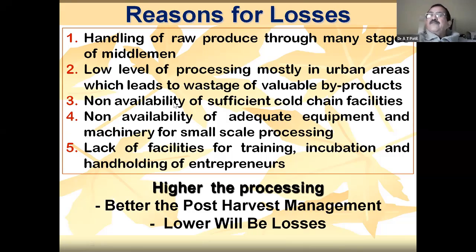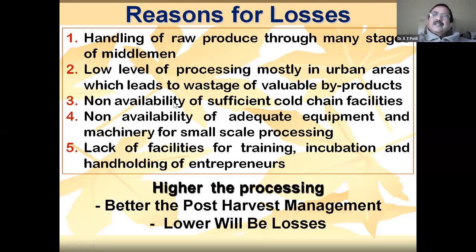Non-availability of sufficient cold chain facilities. Definitely our country is a tropical country. Though compared to the US and all those developed countries, we are much better in producing fruits and vegetables. You can imagine, when you compare ourselves with America, a country which is 6 months under snow, how many crops can they grow? They can grow only one crop in a year, and that too cereals. They cannot grow fruits and vegetables because of that snow.